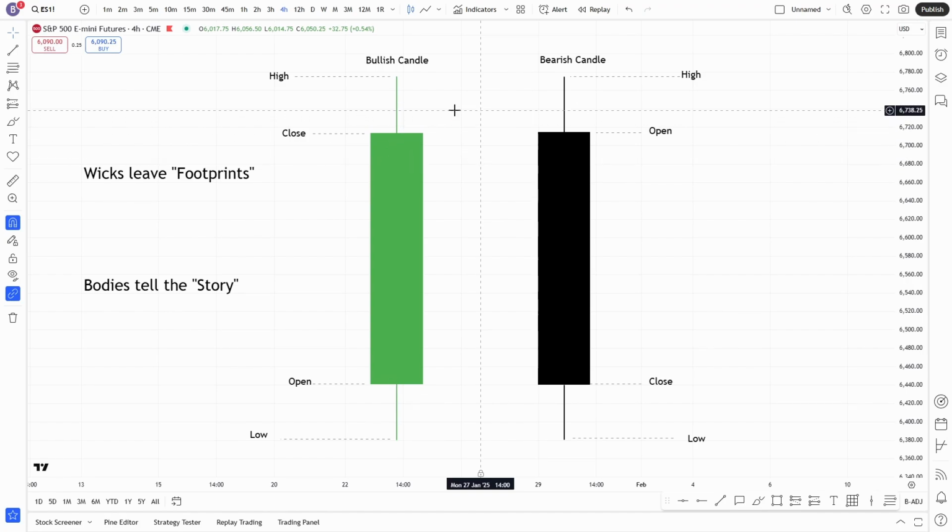Then it would start the print of another one. The wicks kind of leave behind a footprint, and the body is where price opened and closed, leaving a big body like this. For a bearish example, price opened, creating this high, where it then came down, making the low, before ultimately coming up here and closing. And it'll tell you the exact points in price where it created each of these.